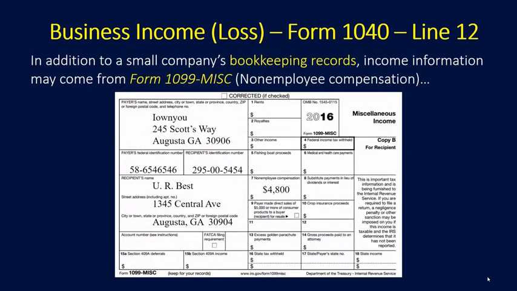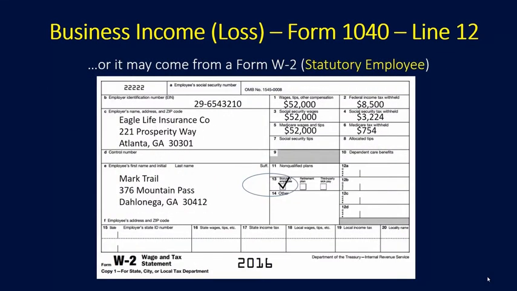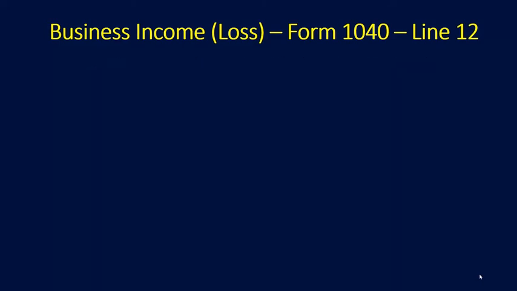In addition to a small company's bookkeeping records, income information can also come from a Form 1099 miscellaneous, or what's called non-employee compensation. Or it may come from a Form W-2 if you're considered a statutory employee. Most often Box 13 on the W-2 will be checked if you are a statutory employee. So just what is a statutory employee?